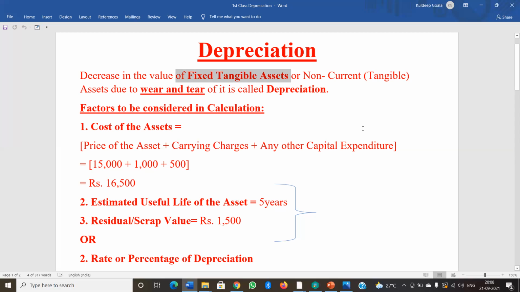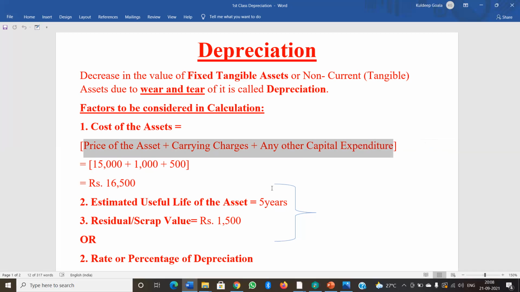Now let's see what are the things influencing our depreciation. Why is there depreciation? Why do we need to calculate depreciation? So the first thing is, the cost of the asset is highly influenced by the price of the asset. What is the price of that particular asset? Then carrying charges of that asset, and any other capital expenditure like installation of that asset, or setup of that asset, or making any major changes in that asset. All those things come under capital expenditure.